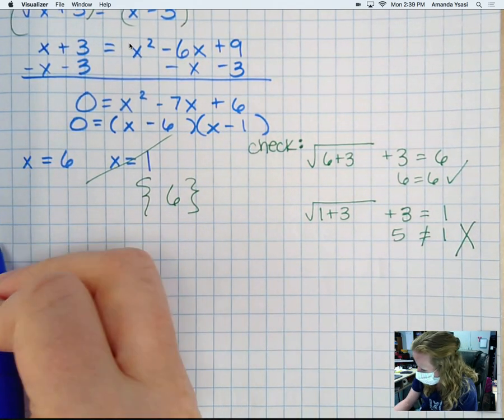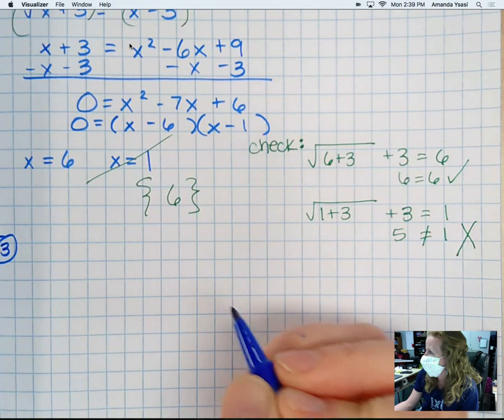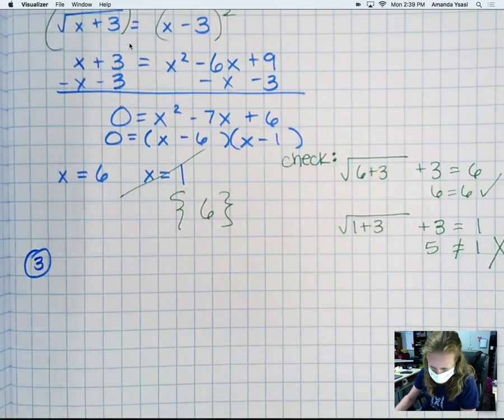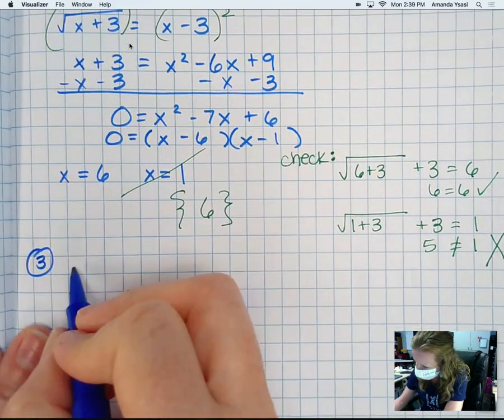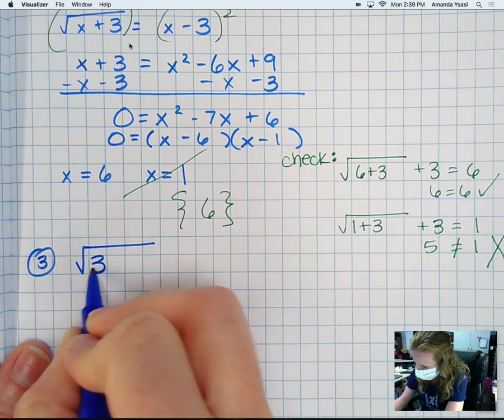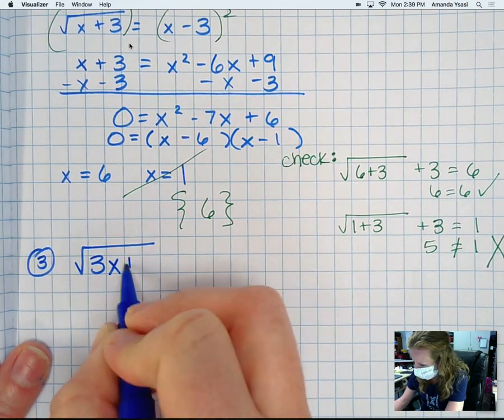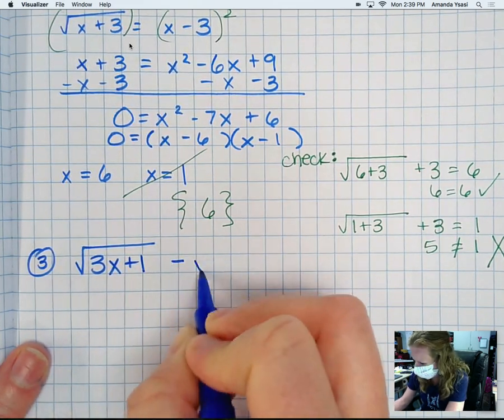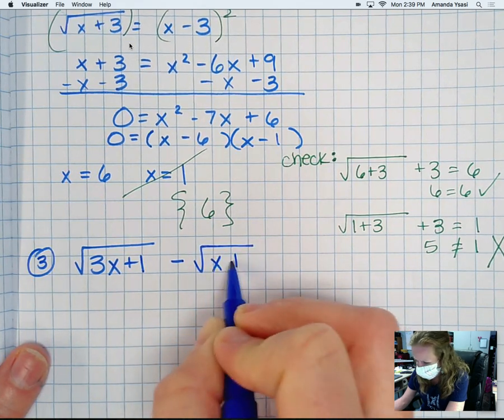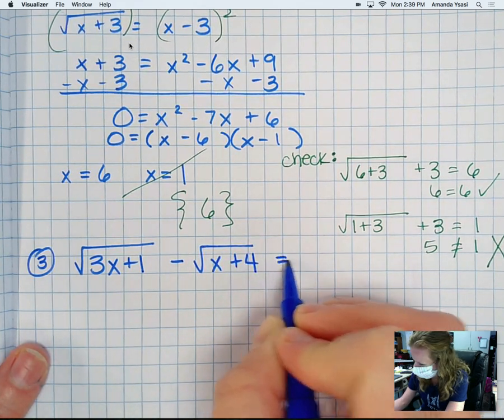Okay, seems like y'all got those down pretty good. Let's do one more example for today. Square root of 3x + 1 minus square root of x + 4 equals 1.